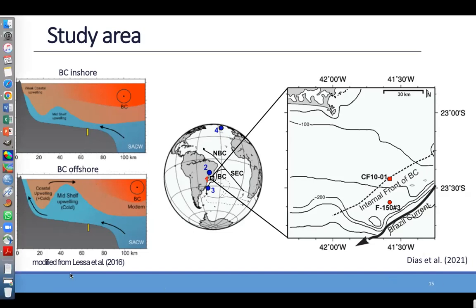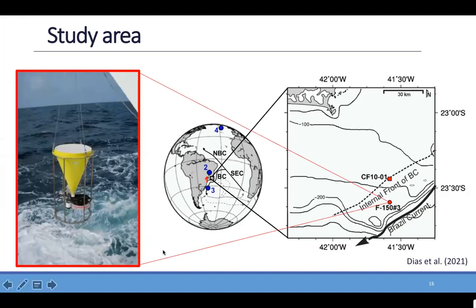And this variability is seasonal. The upwelling process occurs during the summer, the austral summer. Then here, we do have samples of planktonic foraminifera from the sediment trap. So what it means is that these living planktonic foraminifera have not reached the seafloor yet.